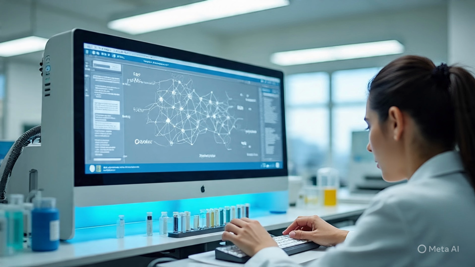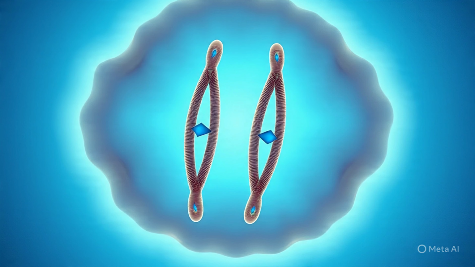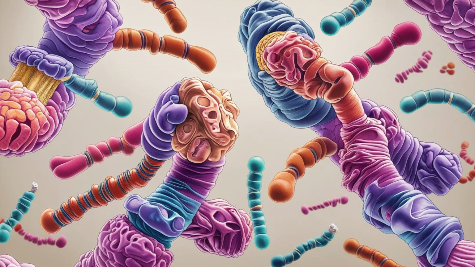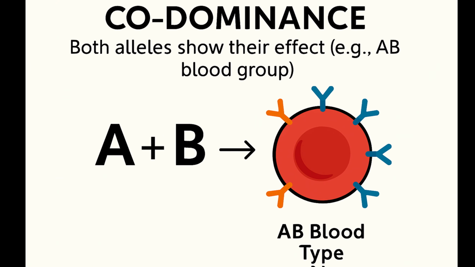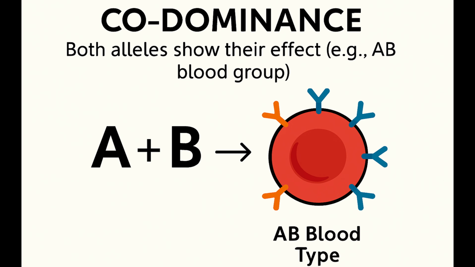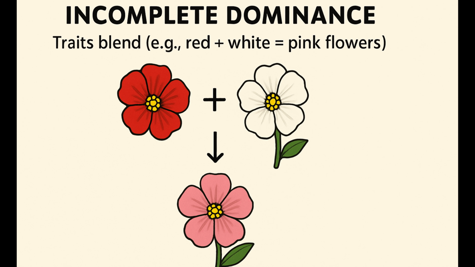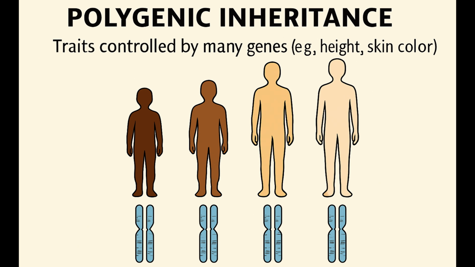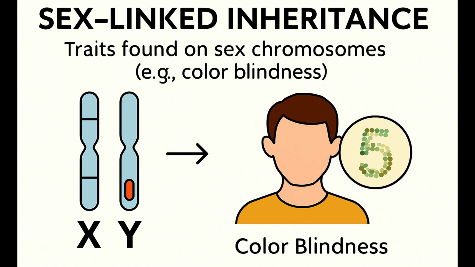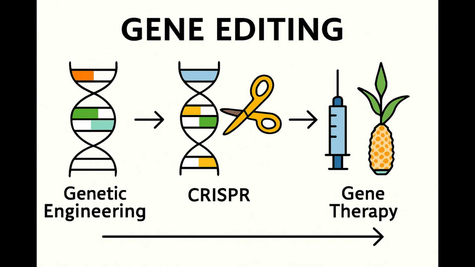Modern genetics, going beyond Mendel. With modern science, we now know genetics is far more complex. Let's explore some advanced concepts, like codominance. Both alleles show their effect, for example, AB blood group. Second is incomplete dominance. Traits blend, for example, red plus white equals pink flowers. Next, polygenic inheritance. Traits controlled by many genes, for example, height and skin color. Further is sex-linked inheritance, traits found on sex chromosomes, for example, color blindness. Also, genetic engineering, CRISPR, and gene therapy are revolutionizing medicine and agriculture today.